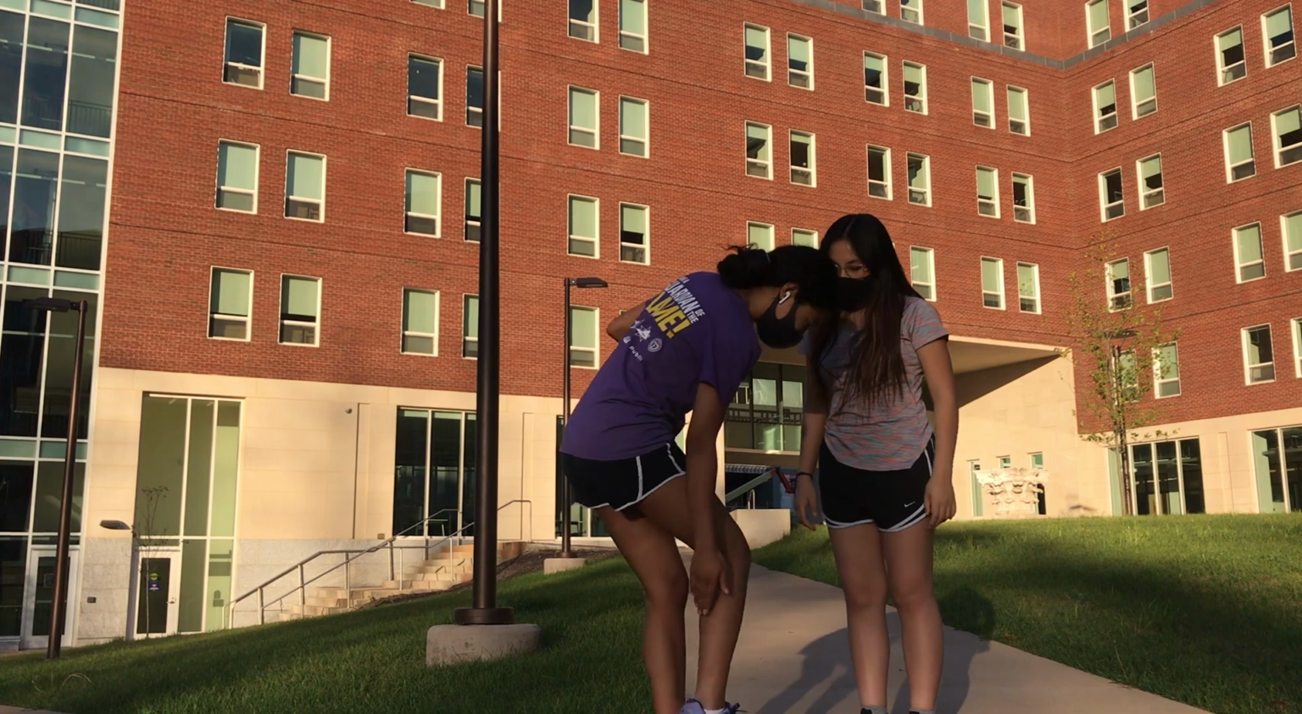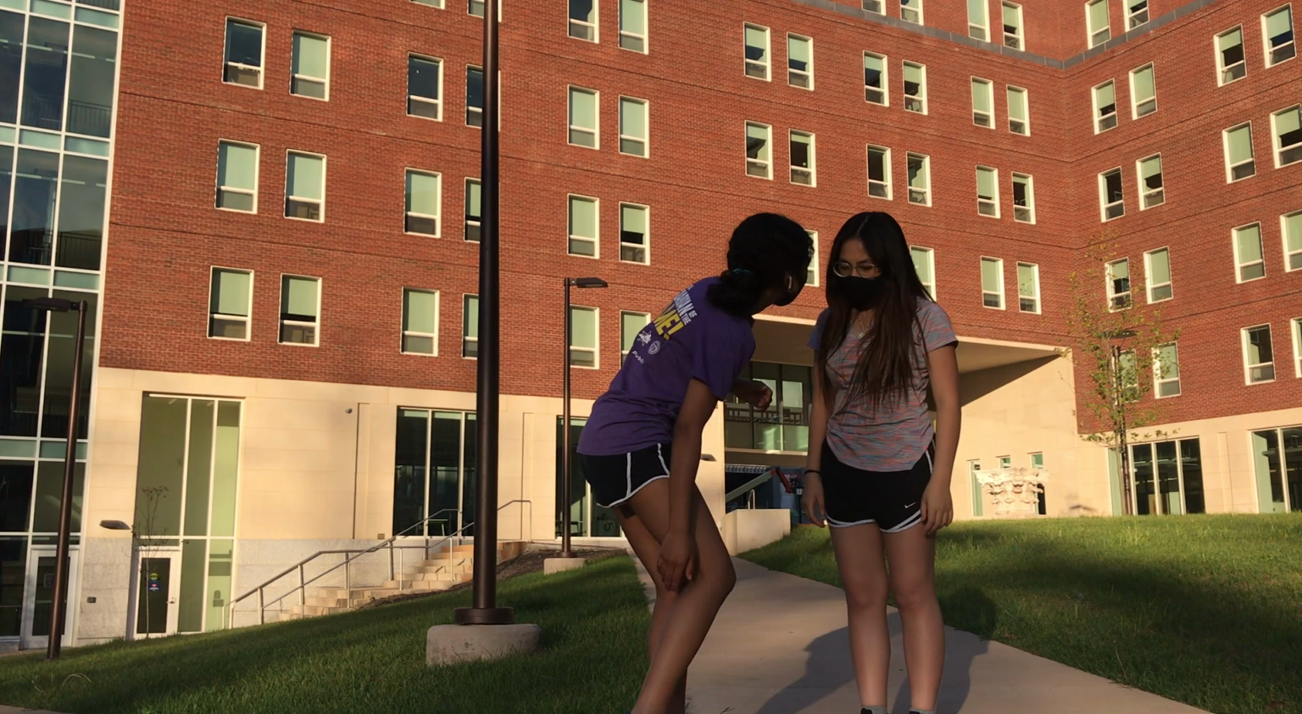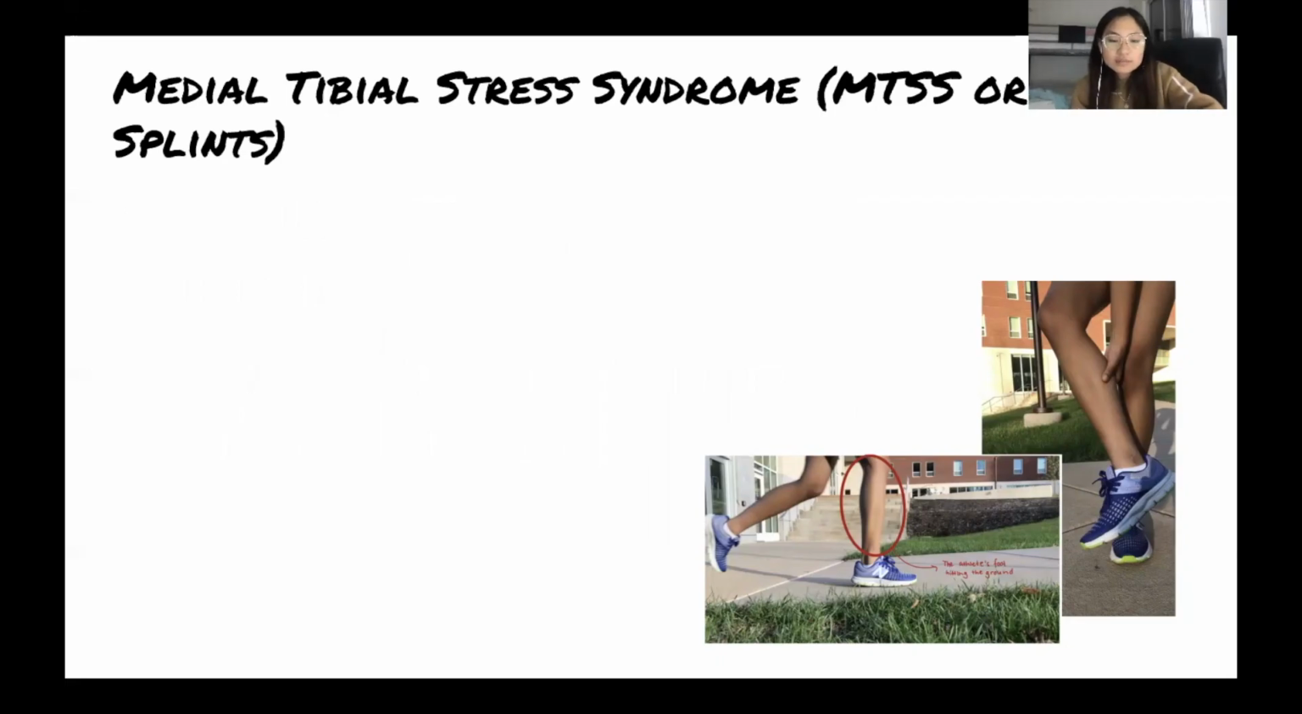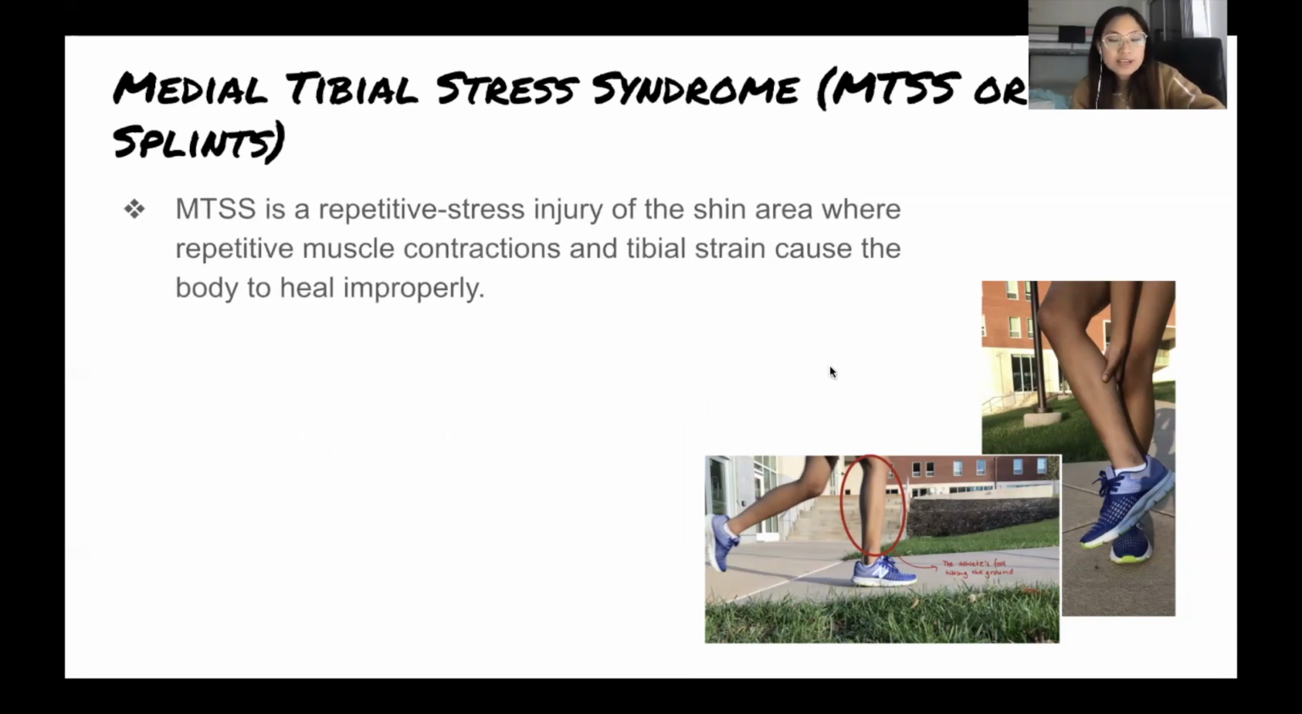Let's zoom in real quick to see what is happening in her shin. The pain that the athlete might be feeling while she's running might be contributed to something called medial tibial stress syndrome, MTSS, or better known as shin splints. Shin splints, or MTSS, is a repetitive stress injury of the shin area where repetitive muscle contractions and tibial strain cause the body to heal improperly.